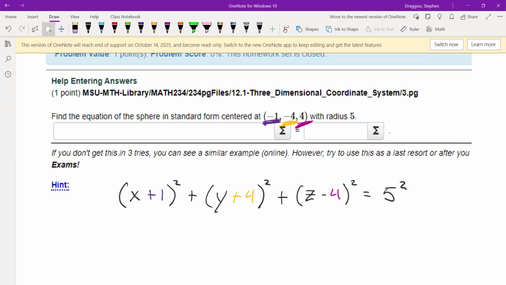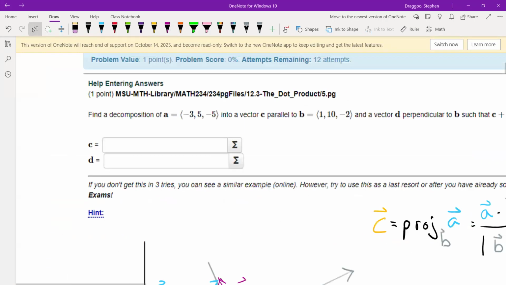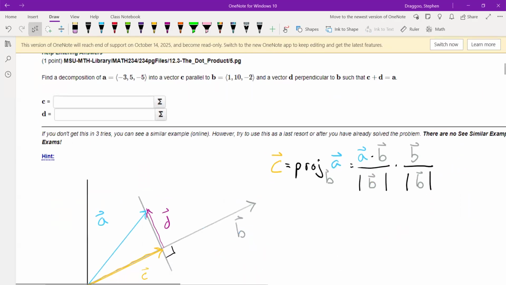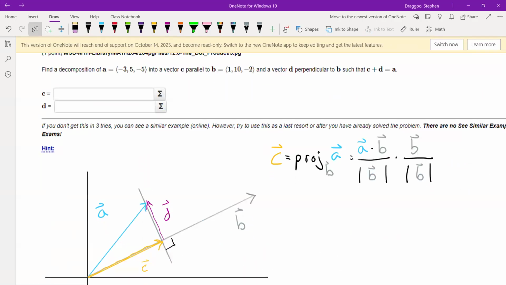All right, and then the first real fun one we get to. Find a decomposition of the vector A into C and D, where C is parallel to an additional vector, B, and D is perpendicular to that vector. And I also want that decomposition to work out such that C plus D is equal to A. Or in other words, I want to find the yellow and the pink vector sketched out in that diagram.